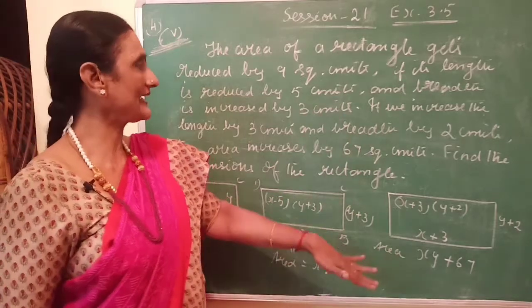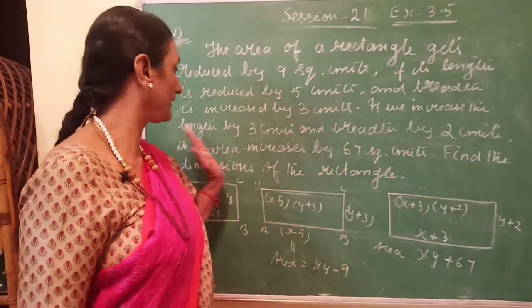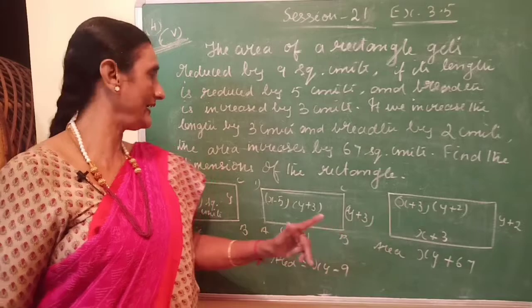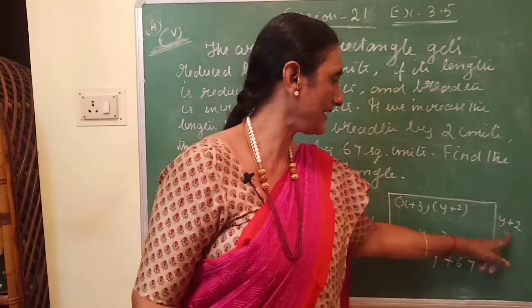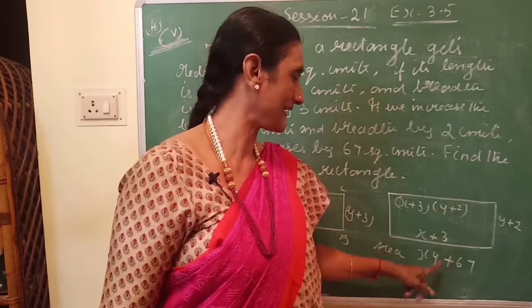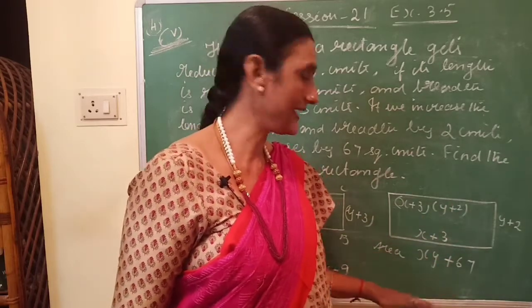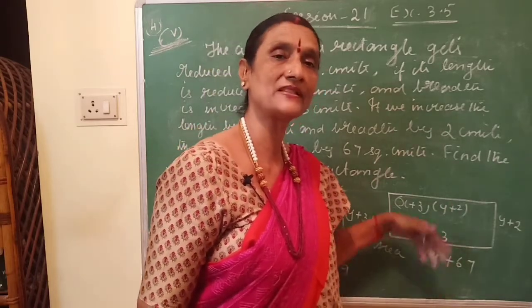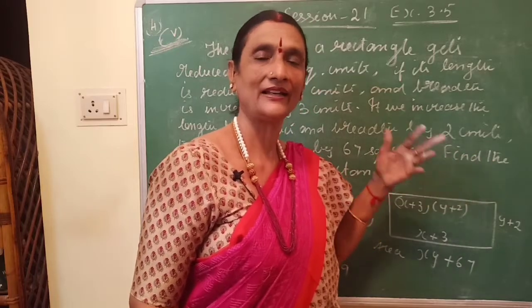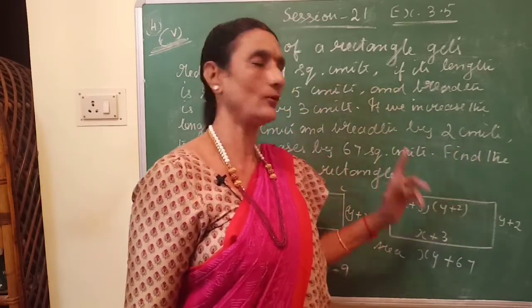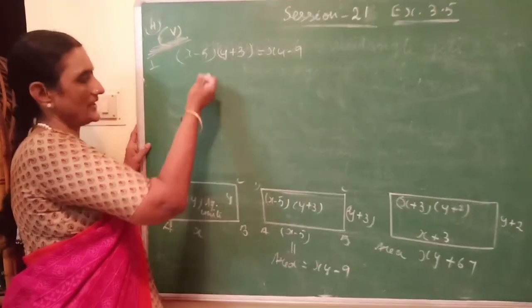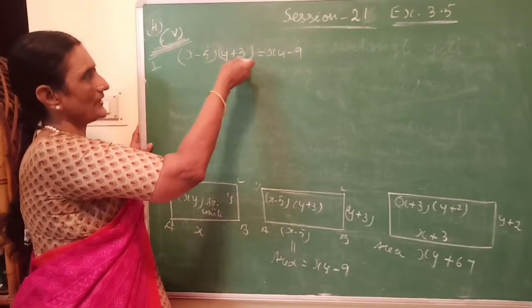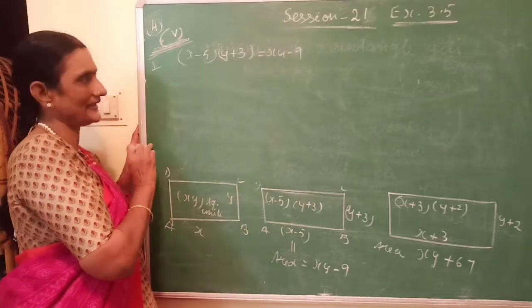And in the second situation, what will happen? We increase the length by 3 and the breadth by 2. So (x plus 3) into (y plus 2) is the area of this rectangle. Because of that, the area becomes greater than the original by 67 units. We'll write down the first situation: (x minus 5) into (y plus 3) is equal to xy minus 9.